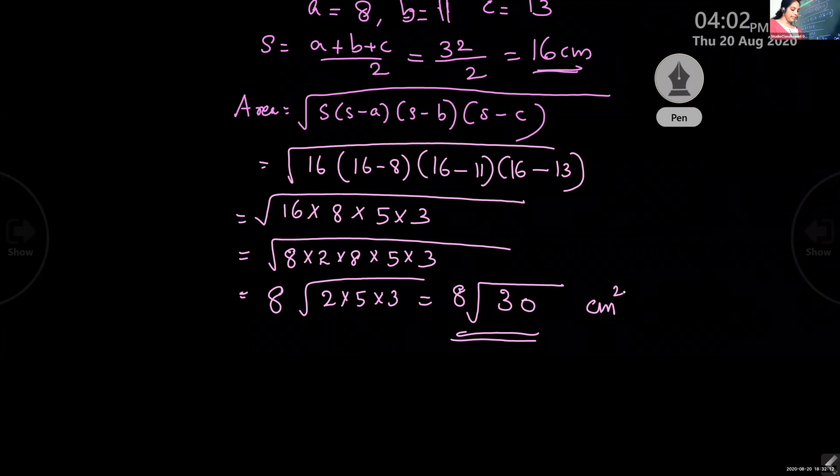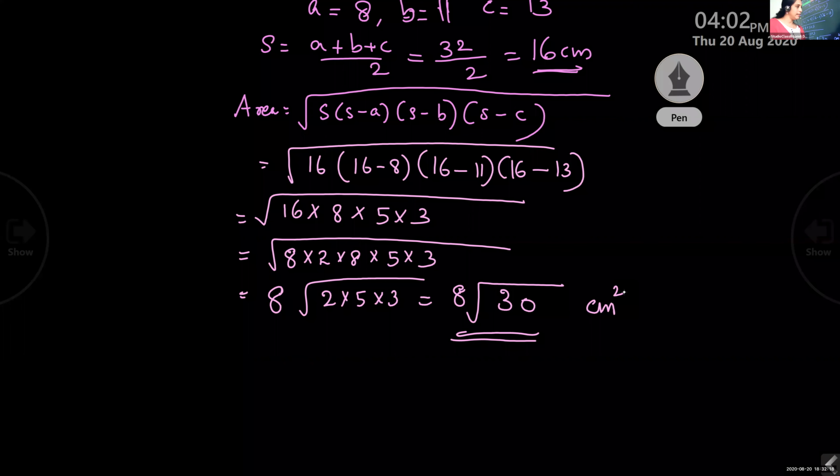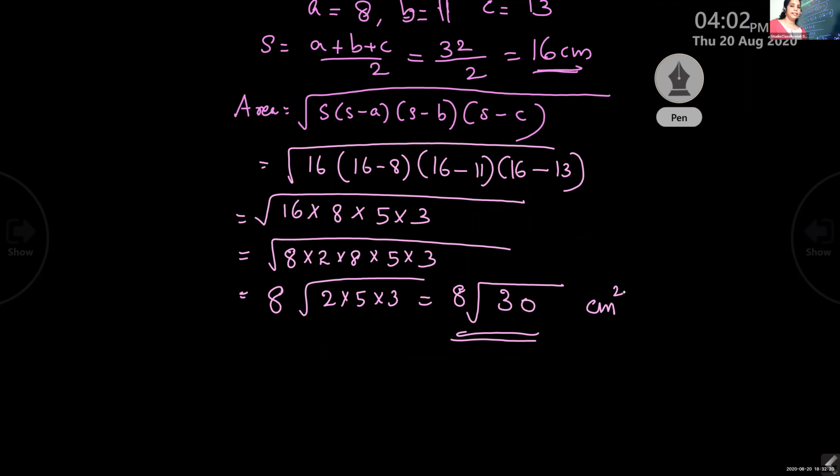Okay, children, in this chapter, the application of Heron's formula in finding the area of the quadrilateral is deleted. Only to find this and some more questions. Now, one topic is deleted from this chapter.